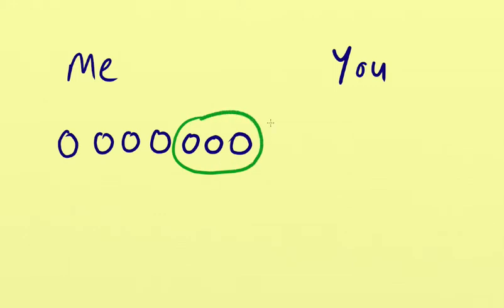Let's say me again. Let's say I had 1, 2, 3, 4, 5, 6, 7 Smarties, and I gave to you 3 of those Smarties. Let's just circle 3 of those Smarties just there, and they come across to you. So I'm taking those away from me and I'm giving them to you. So you end up with those 3 Smarties.